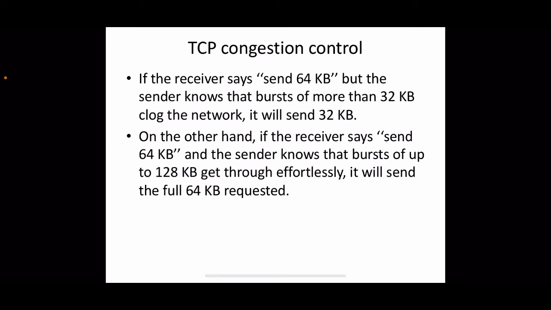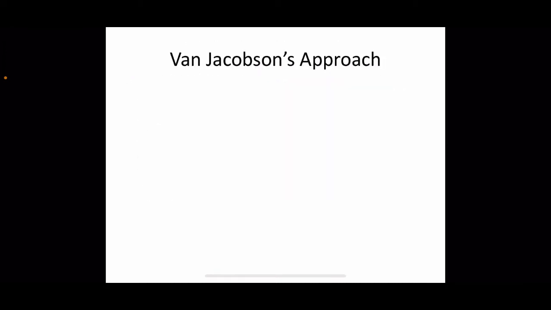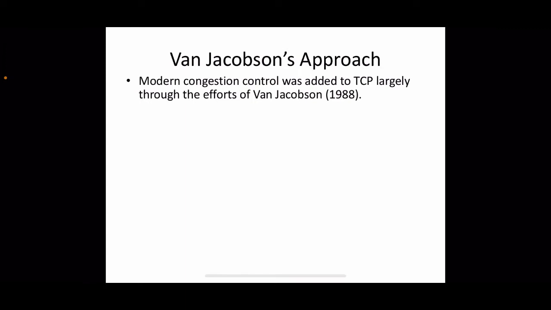What it will do, the sender will send only 64 without overwhelming the receiver. That is the example. Now coming to the TCP congestion control approach. The modern congestion control was added to TCP by Van Jacobson's contribution in 1988.